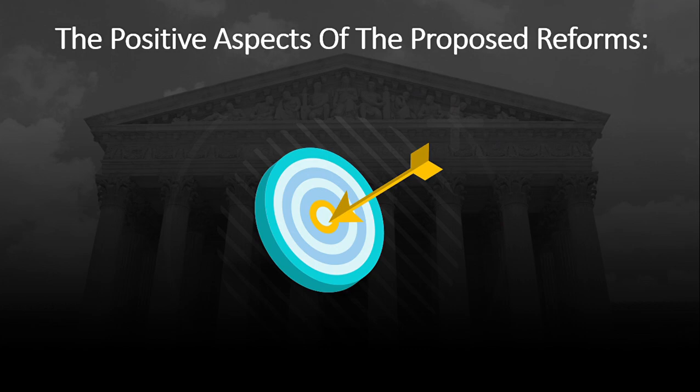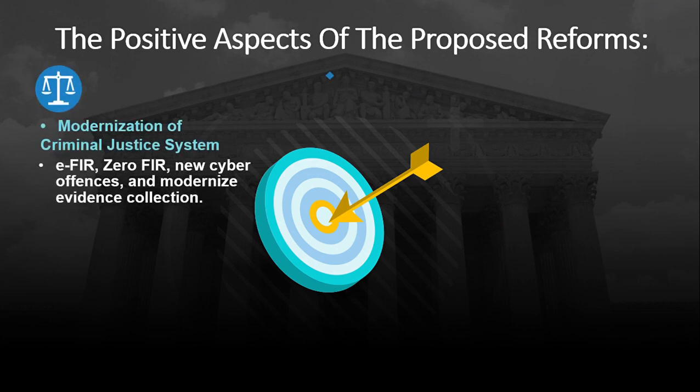A lot of people have a lot of negative aspects as well. We'll see the positive aspects as of now. First, modernization of the criminal justice system. Introduction of new modern methods like EFIR, zero FIR, new cyber offences, and modernized evidence collection systems have been added.